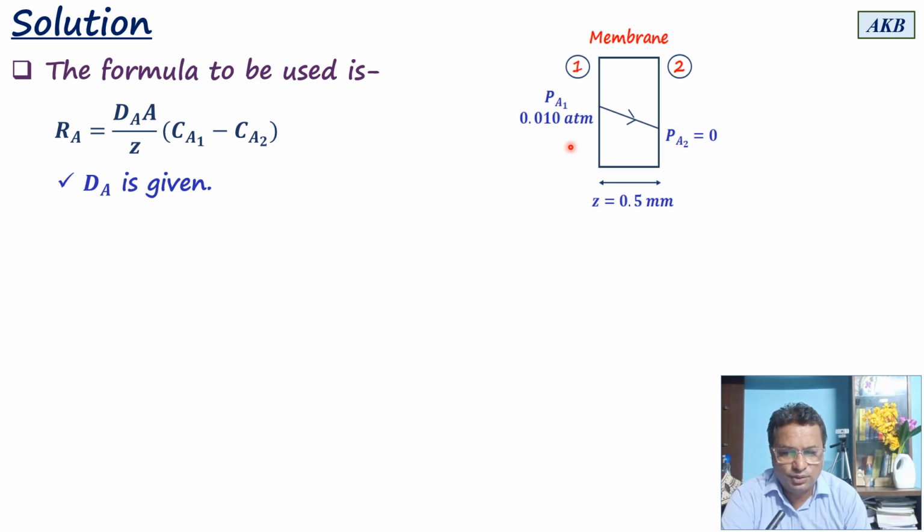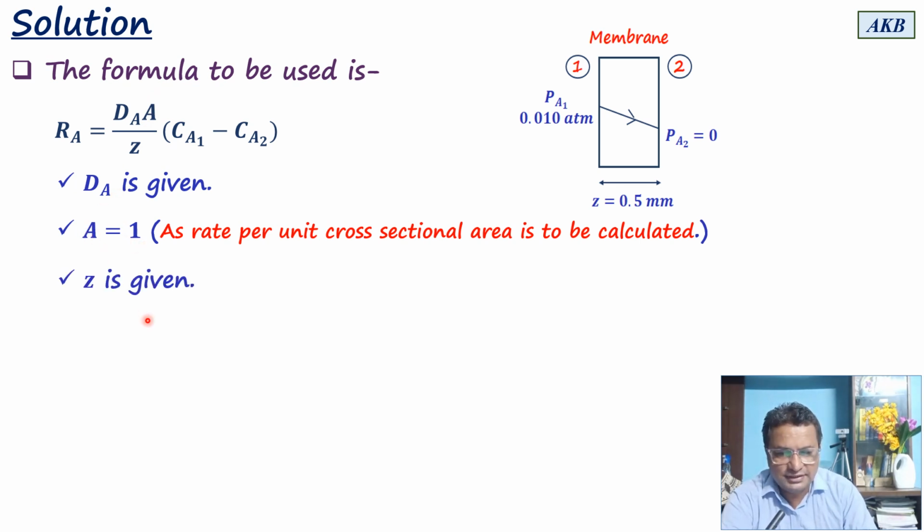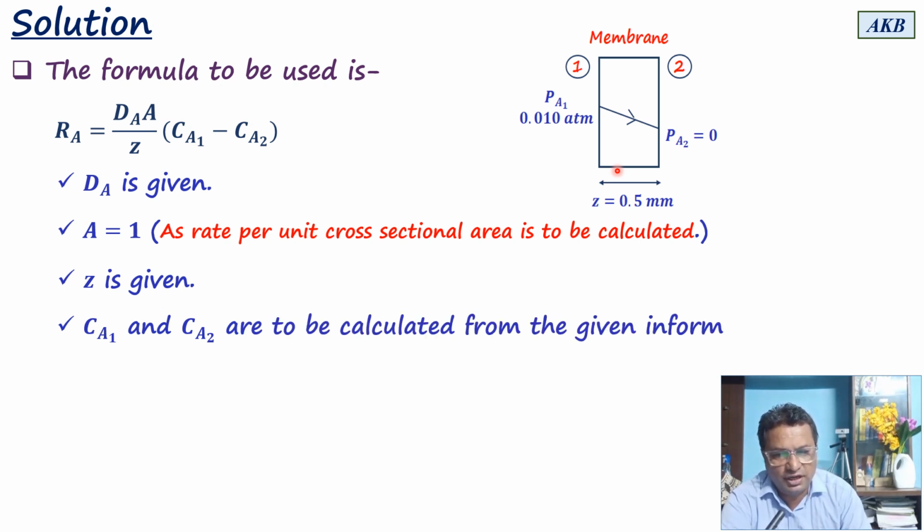Okay, so dA is given to us, we have noted that. A is given, rather it is indirectly given, as we are supposed to find out rate per unit cross sectional area. That means A in this case is 1. Then Z is given, thickness of the rubber. That will be the length of diffusion path, because diffusion will be taking place along the thickness. Ca1 and Ca2 are to be calculated. If you have to use this equation, we need to know Ca1 and Ca2. Ca2 is 0 because Pa2 is 0. Ca1 we have to get from Pa1.